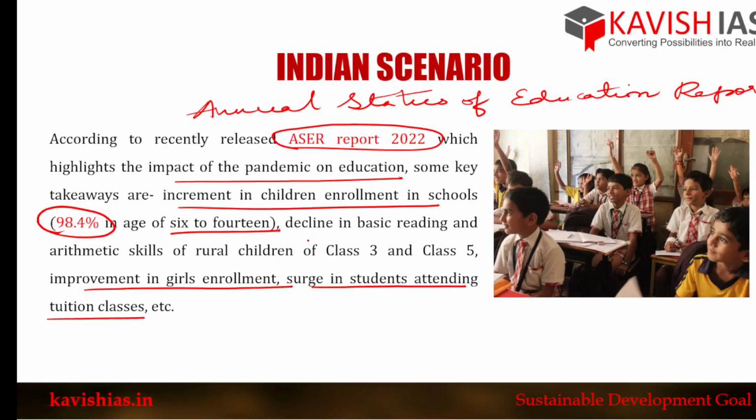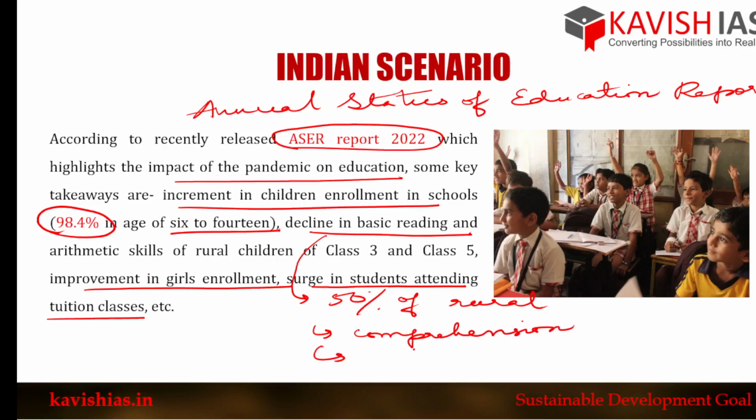But there are certain fallouts that we can see, which is that for many of the students there has been a decline in basic reading and arithmetic skills, which means that almost 50% of the rural students do not have enough comprehension skills and addition skills, or basic mathematics skills. Okay, so you can understand that this is not quality education.